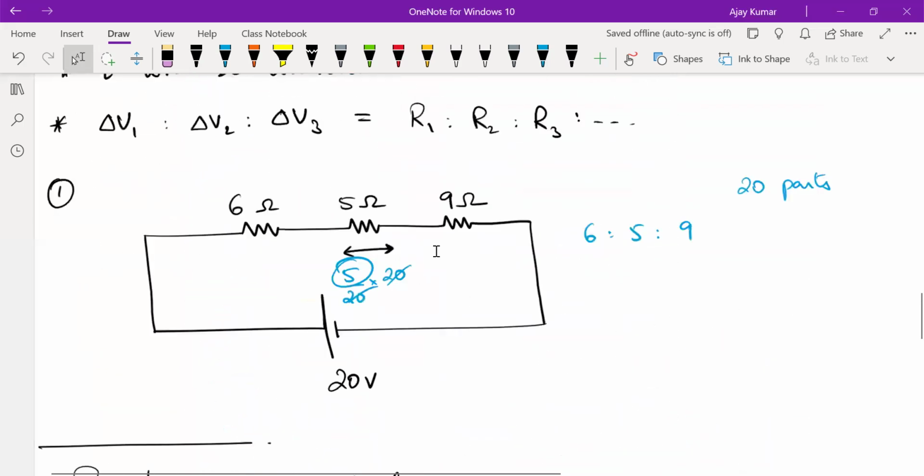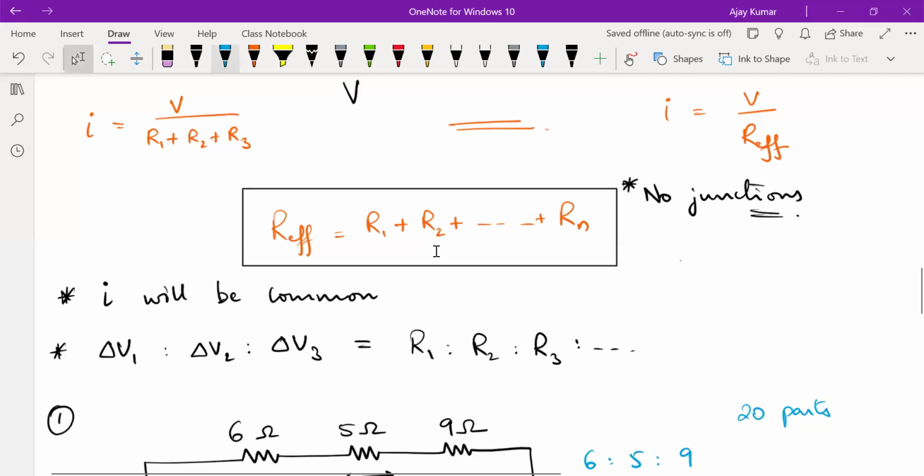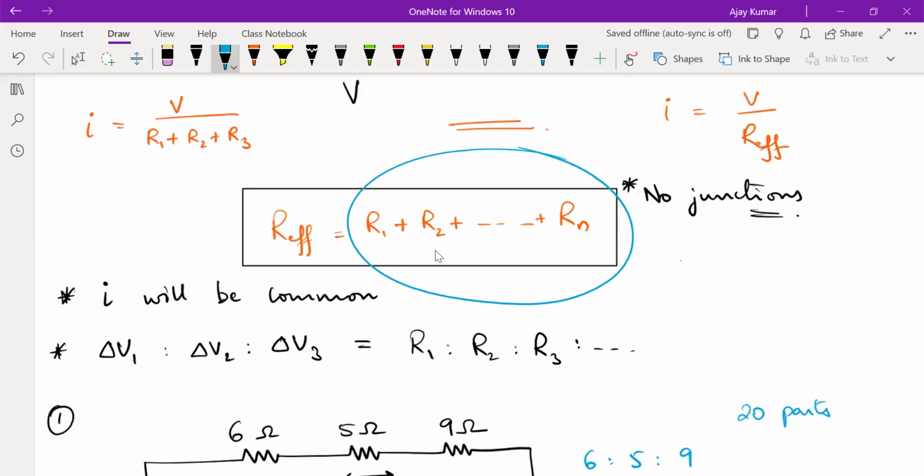Okay. Now see, in a series combination of resistors, the effective resistance is R1 plus R2 and so on up to Rn. So if you connect resistors in series, will you be increasing the resistance or decreasing the resistance? Increasing. Obviously, the resistances are getting added, no? So the total resistance, R effective, will be greater than any of the given resistances.